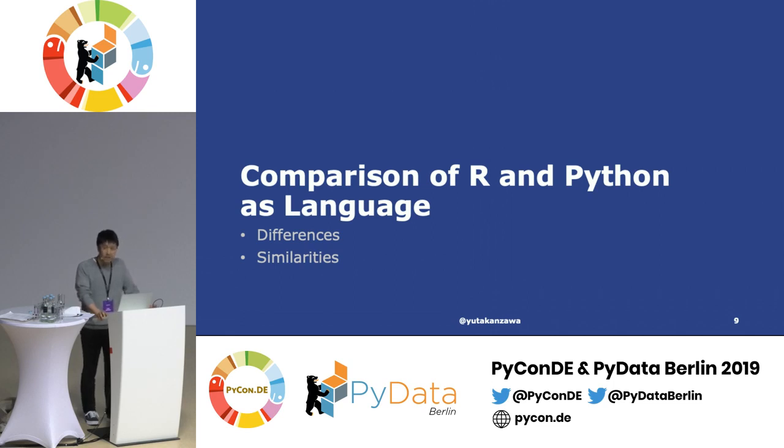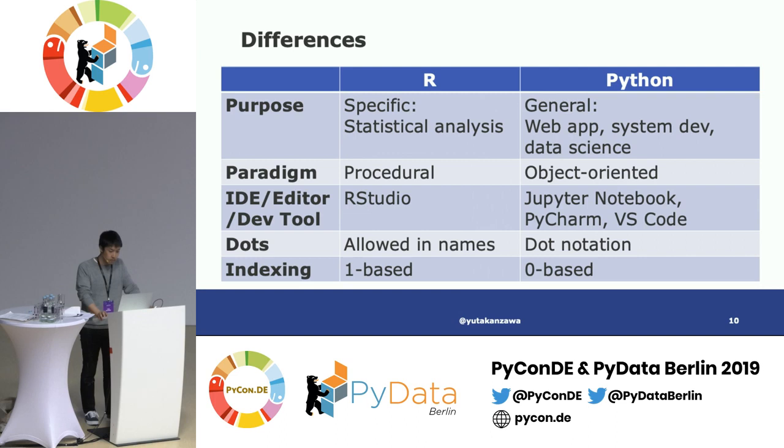First, about differences and similarities as languages, R and Python. Differences: R is mainly used for statistical analysis, which is the reason the language was created. While Python is, as you know, widely used in web applications, system development, and also in data science.